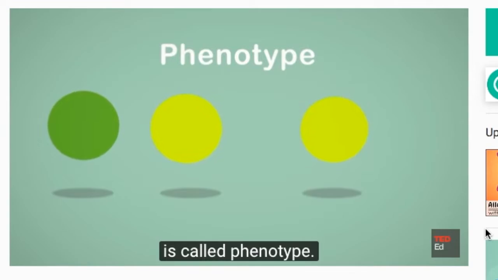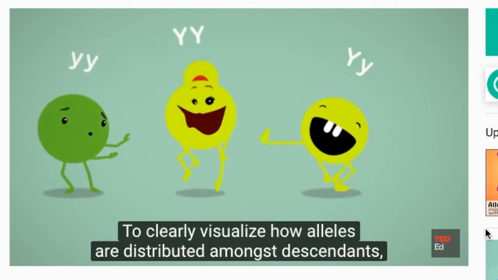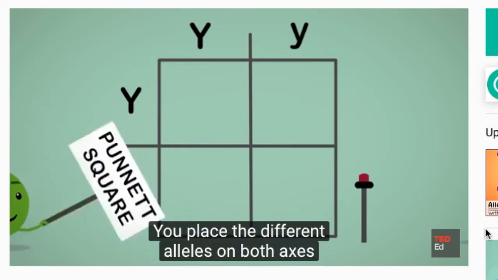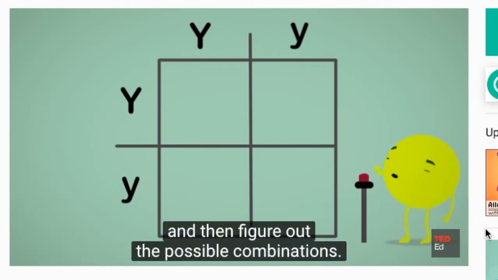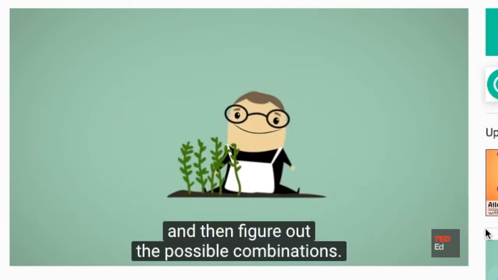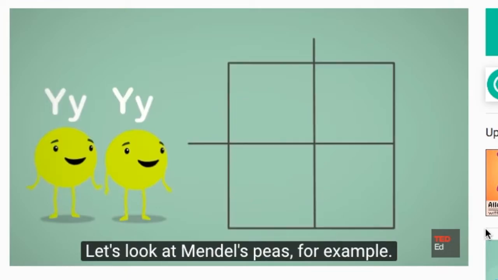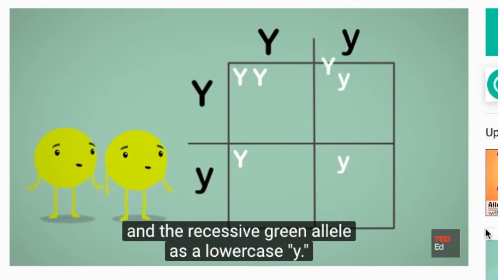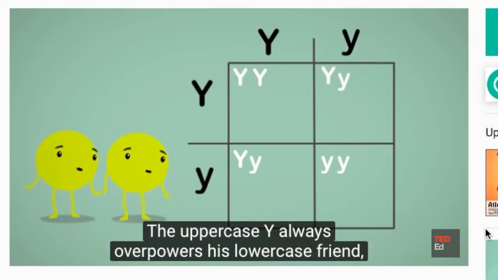To clearly visualize how alleles are distributed amongst descendants, we can use a diagram called the Punnett square. You just place the different alleles on both axes, and then you figure out the possible combinations. Let's look at Mendel's peas, for example. Let's write the dominant yellow allele as an uppercase Y, and the recessive green allele as a lowercase y. The uppercase Y always overpowers its lowercase friend, so the only time you get green babies is if you have two lowercase y's.